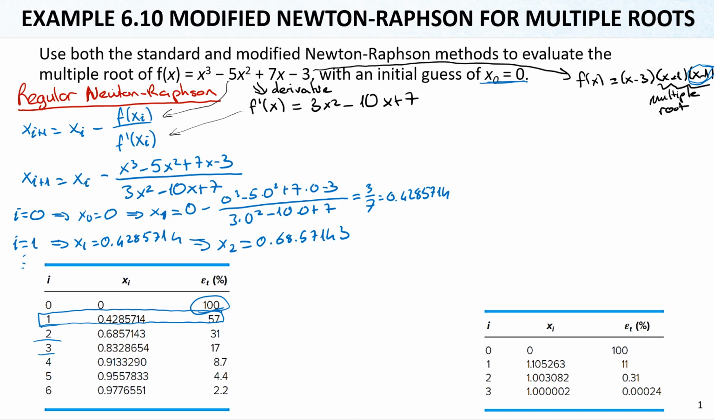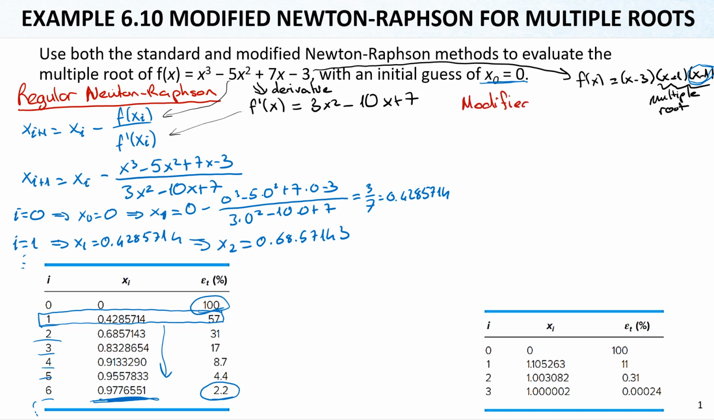When we continue, we have these values, and eventually it goes to 1. Actually, the true value is 1. It approaches 1, but very slowly. You can see we need to continue over here to have a very low error. This is still 2% over here. We need to go further, maybe 10 iterations. It takes time. But when we use the modified Newton-Raphson, let's use it here.